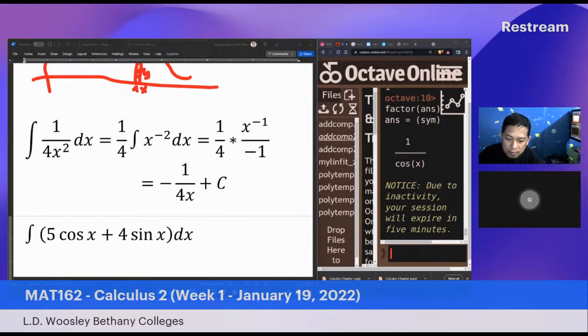Meron na po akong answers. Sige, what's your answer? 5 sine x minus 4 cosine x plus c po. Okay, correct. Huwag malilito dun sa plus minus ha. Maraming nagkakamali dyan. Ang naiisip, derivative in-apply sa integration, baliktad yung mangyari doon. Pag derivative of cosine, negative sign. Integral of sine, negative cosine. Yun dapat. Minsan maraming nalilito dyan.